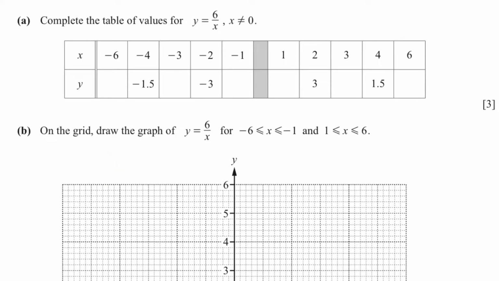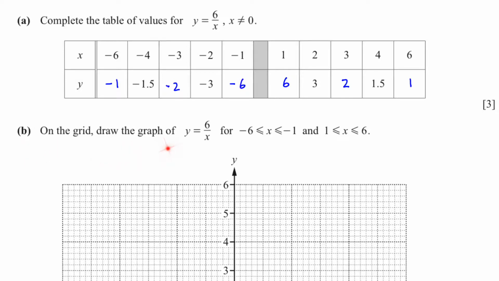Okay, so this is a graph question. Complete the table of values for y is equal to 6 over x. X is not equal to 0. It's a 3-mark question, and these type of questions are really very easy. You just have to substitute in place of x, -6, -3, -1, 1, 3, and 6. Whatever answer you get, you write it. That will be your y. When we do that, these are the numbers we will get. So part A is done.